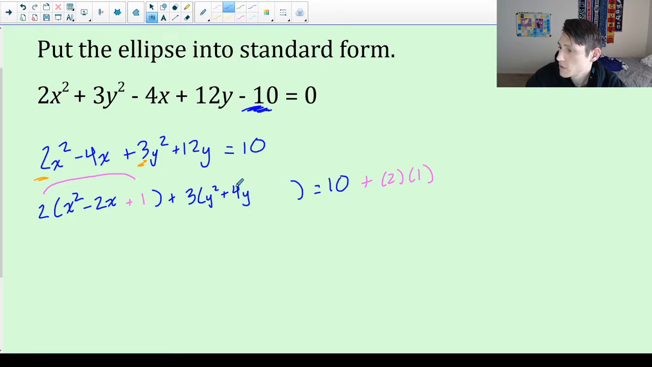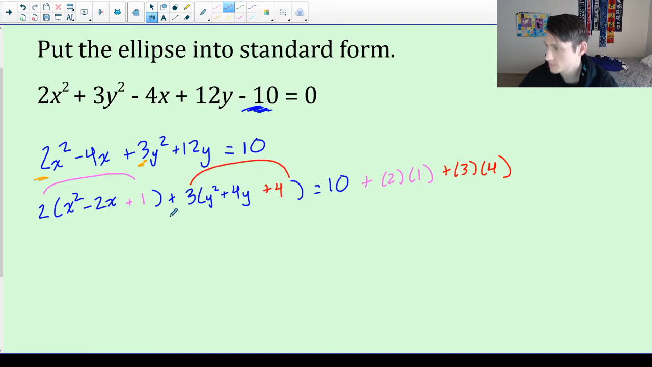And then here, 4 divided by 2 is 2. 2 squared is 4. So plus 4, but we're not just adding 4. We're adding the 3 times the 4. All right, so a couple key differences for the ellipse.